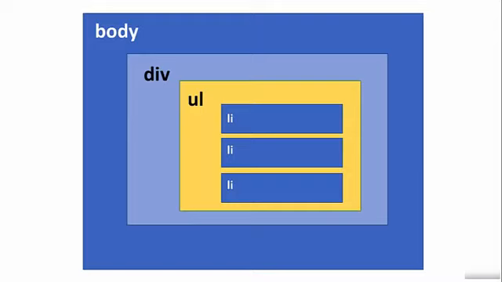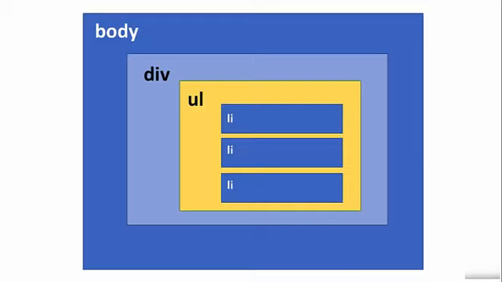So wouldn't it be fair for the unordered list to know that, hey, something inside of me was clicked, as well as the div to know that something inside of me was clicked, and the body of the HTML document to know that something inside of me was clicked? So that's how event propagation works.